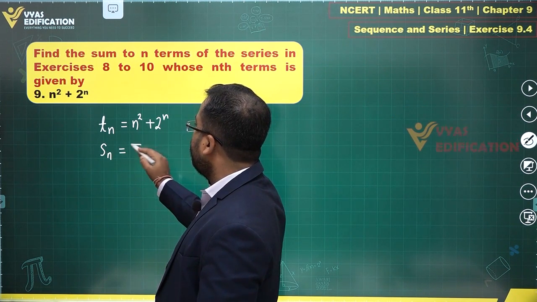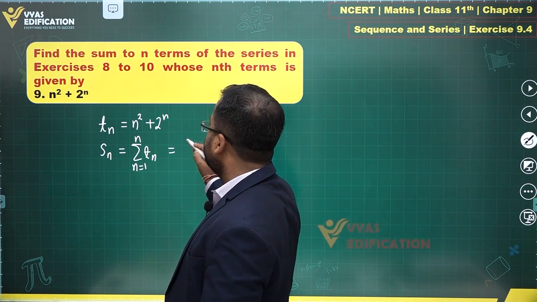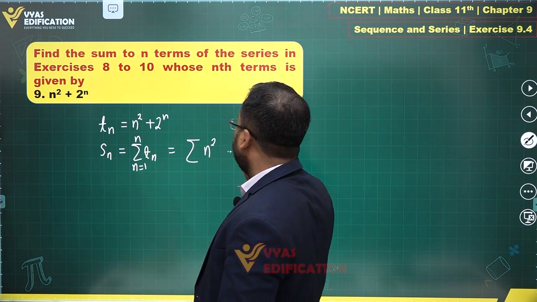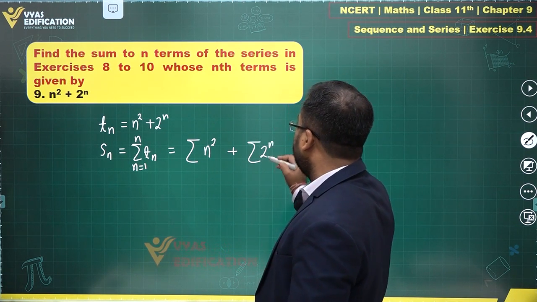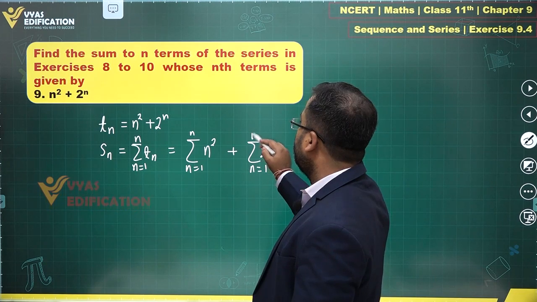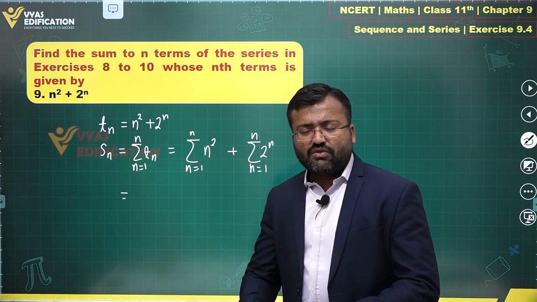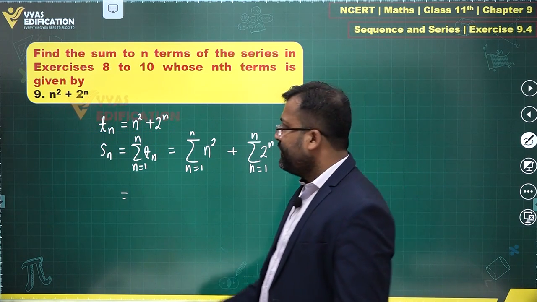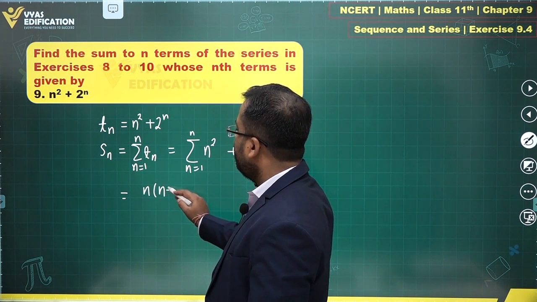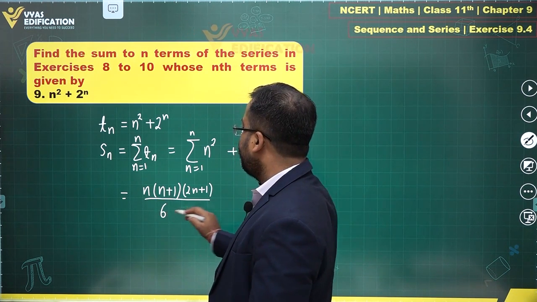Sn will be sigma Tn, n equals 1 to n. What is that? Sigma n square plus sigma 2 power n, n equals 1 to n. That's the number of terms. Sigma n square is pretty simple. That's 1 square, 2 square, 3 square up till n square. This is n plus 1, 2n plus 1 upon 6.